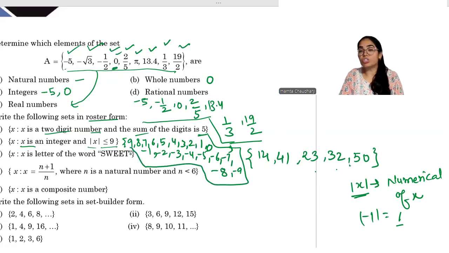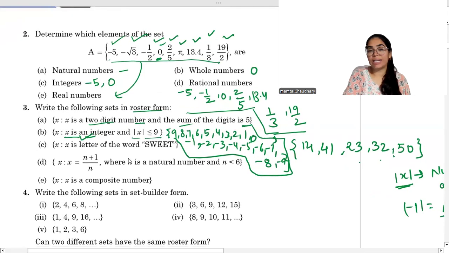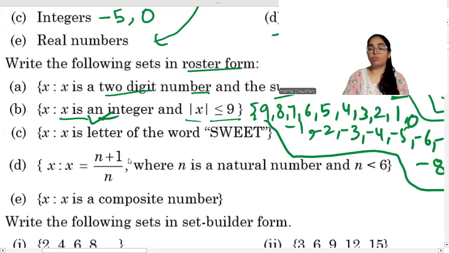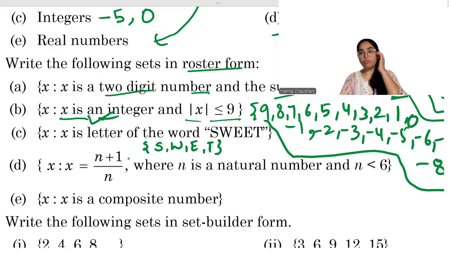Right? So all these elements will come in this set. Now next, X is a letter of the word SWEET. So in the word SWEET, what are the letters? Here we can write the set with S, W, E and T, because you know that we never write repeated letters. So the roster form will be S, W, E, T only.